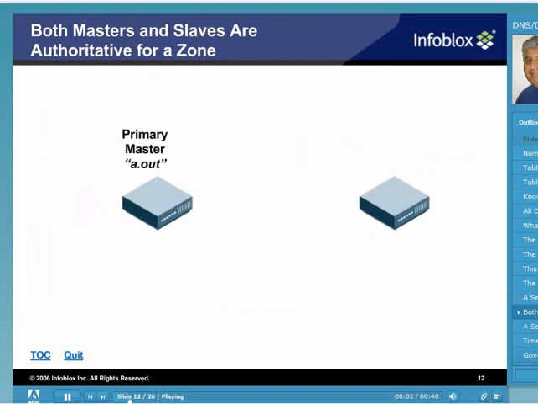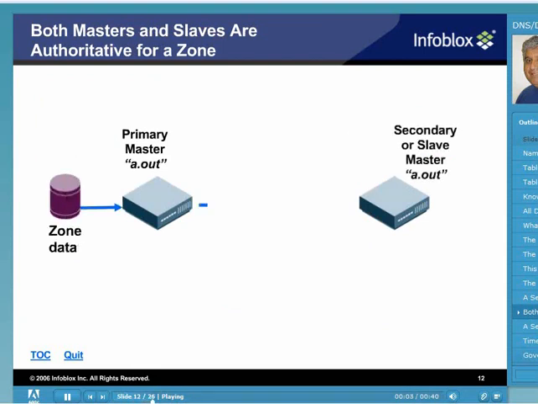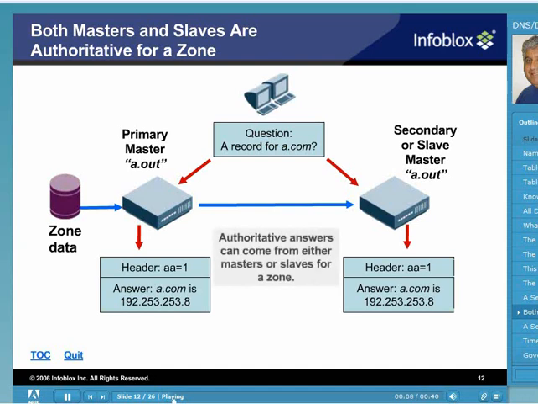There are two types of DNS name servers, primary masters and secondary or slave masters. In this context, secondary and slave are synonymous. While both master and slave servers are authoritative for a zone, the two differ in where they get their zone data. A primary master gets its data from its own stored files. A secondary or slave gets its information from another DNS server which is also authoritative for the zone. From the client's perspective, primary and secondary make no difference to its query. Both are authoritative for the zone.